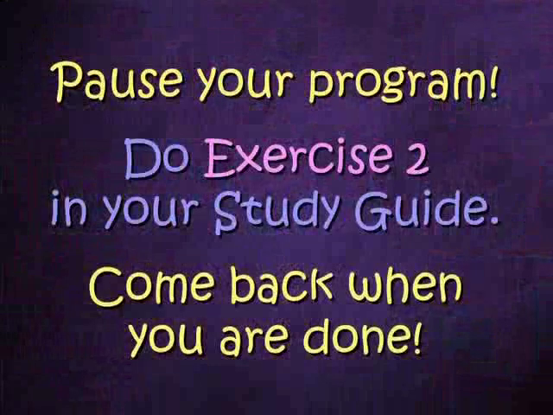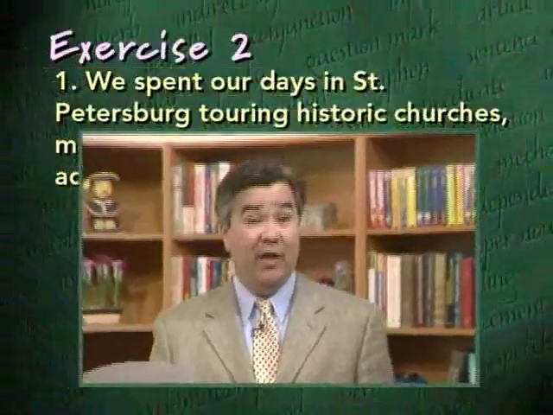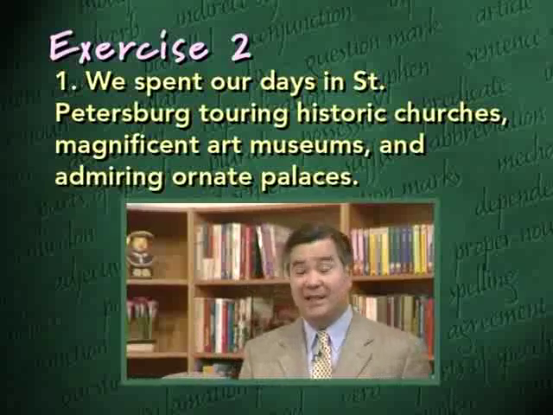Let's turn to the study guide. We've provided you with an exercise that will give you a chance to test your understanding of the rules we've just talked about. Our first sentence contains a list of 3 activities that were done on a vacation, but you'll notice that the principle of parallelism has been violated. Let's see how we could correct this sentence.